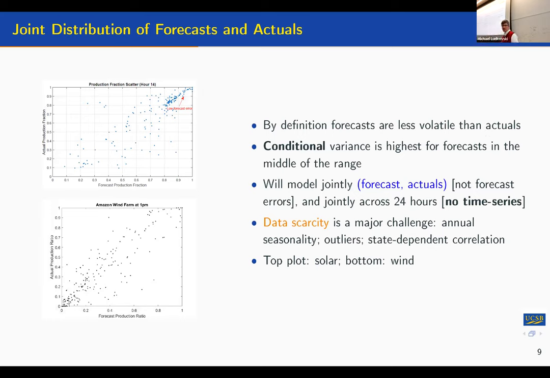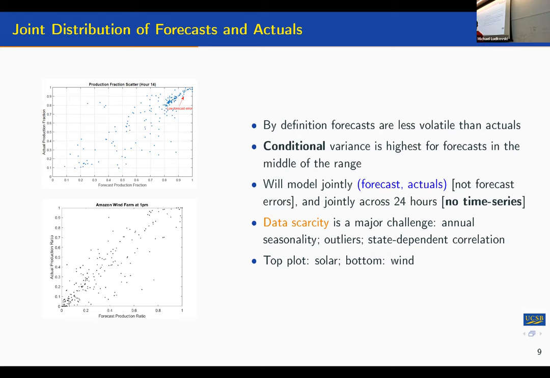All right, so here's the reason why this joint forecast and actuals is so critical. This plot shows you the forecast production fraction, everything in fractions, versus the actual. You can see there's a cloud of points here. If this was a bivariate distribution, I have my input variable and this is my output. What you expect to see is an ellipse, right? You don't see an ellipse because you see this squeezing here at the top.